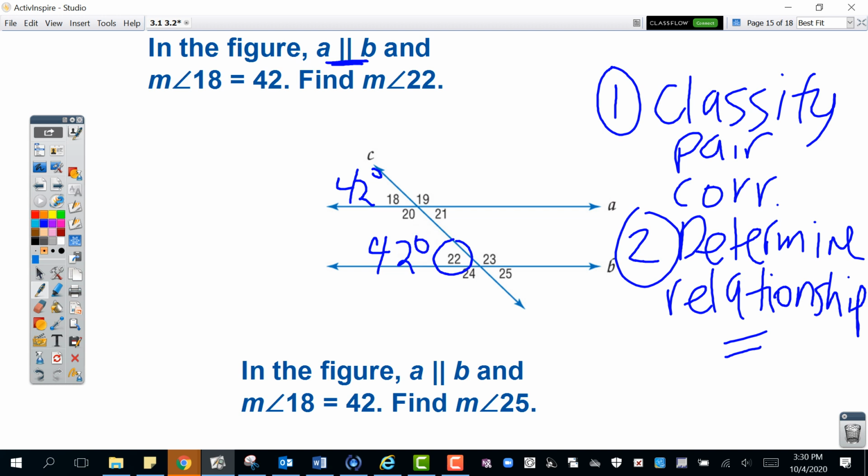All right, and now we're looking at 18 and 25. I'm going to let you follow your steps and figure out what the measure of angle 25 will be.